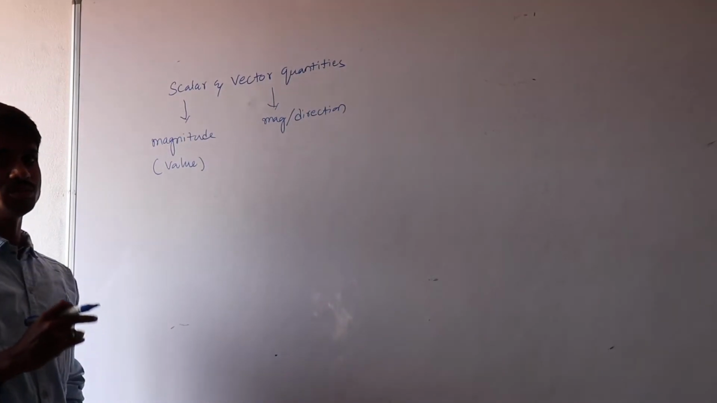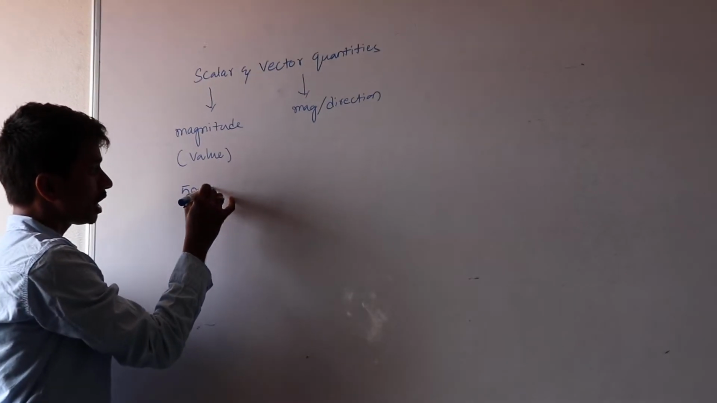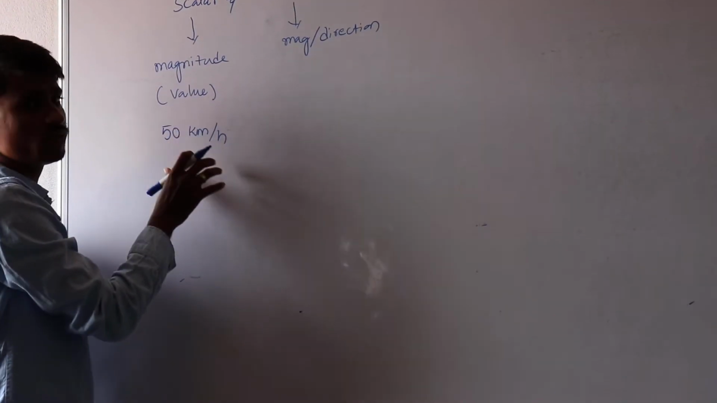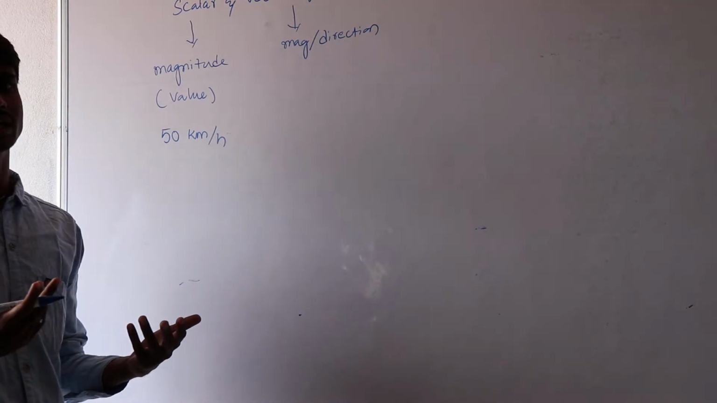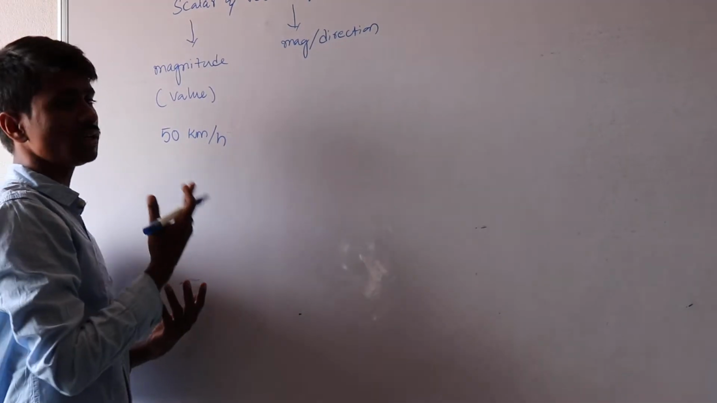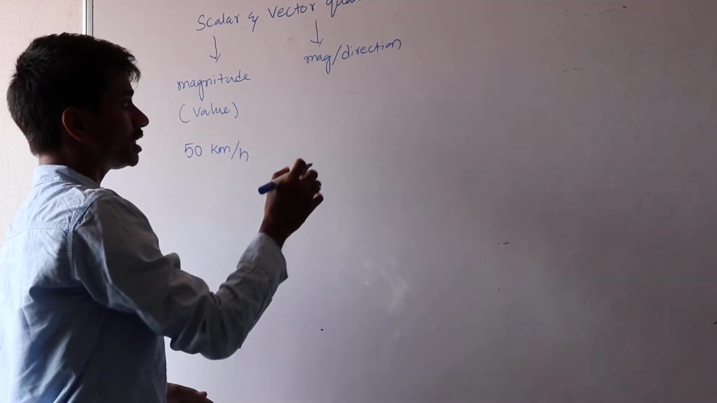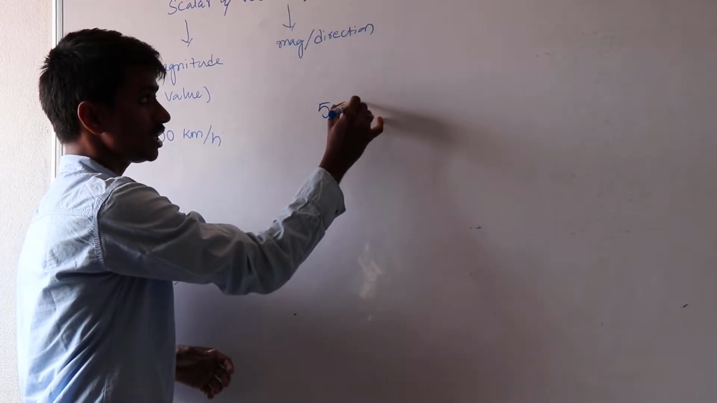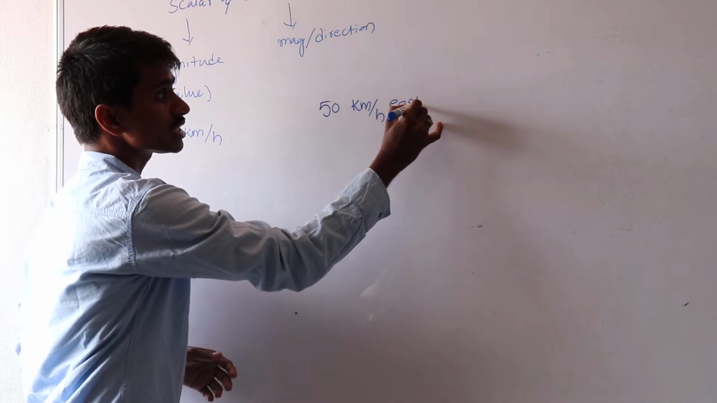Suppose a car is moving at 50 kilometers per hour. So this much speed the vehicle is moving. That means there is no direction. We don't know in which direction the car is moving. But in the second case, a car is moving 50 kilometers per hour in the direction of east.